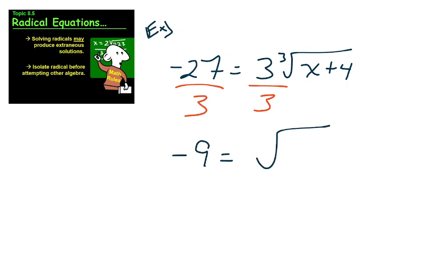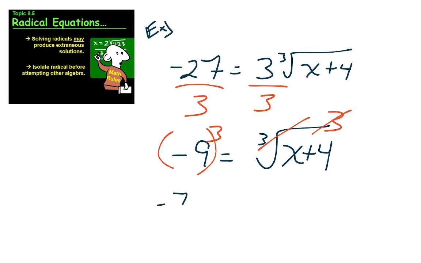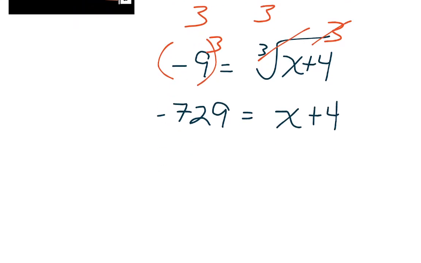So now negative 9 equals the cube root of x plus 4. What's that you say? You don't know if this negative sign is going to be good? Well, let's cube both sides. That'll cancel nicely with the radical. Negative 9 cubed, negative 9 times negative 9 times negative 9, is negative 729, equaling x plus 4.